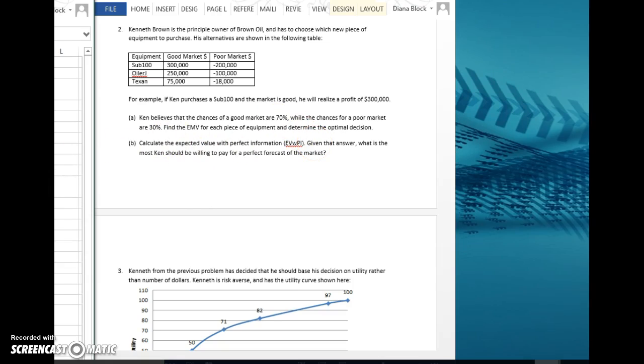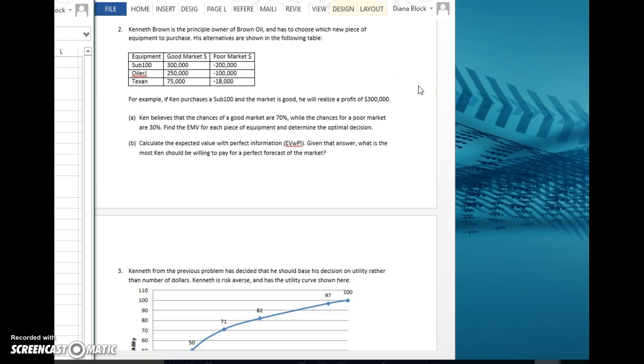And once you have that, you'll be able to determine the maximum that you would pay in this market. The way you'll determine that is you will take the expected value of perfect information that you're going to calculate in part B, and you'll subtract from that the expected monetary value of the highest piece of equipment, or the piece of equipment that we've selected.